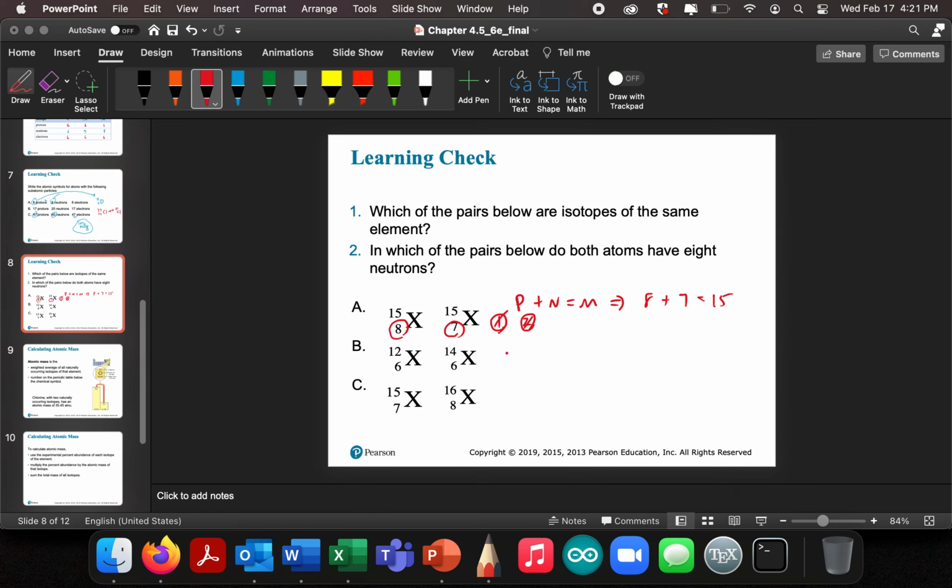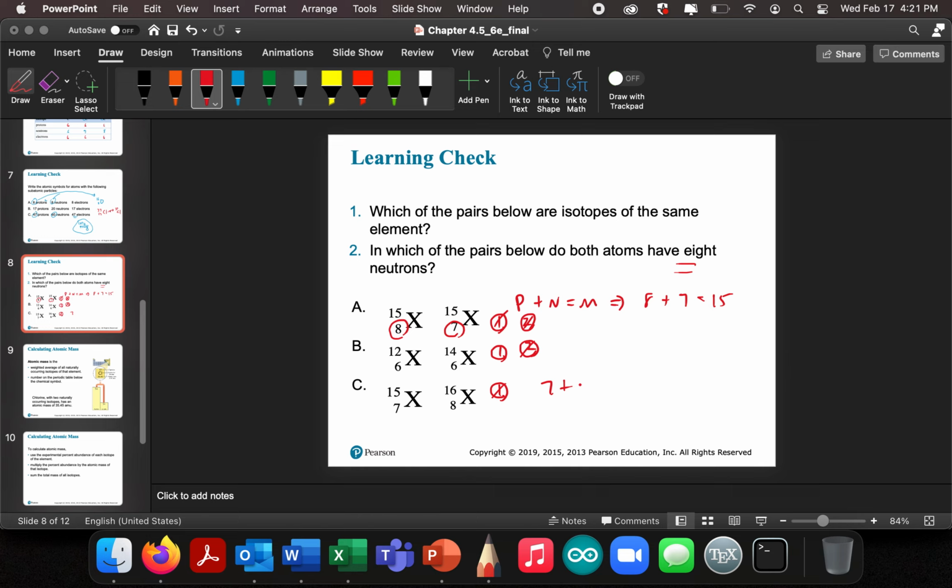These are both the same element, so yes, they're both the same element. But they do not have the same number of neutrons, right? Because this one's going to have 6 plus blank is 12. It must be 6. This must have 8. So this is not 2, right? And these are not the same element, okay? I'm going to guess that they have the same number of, 8. They both atoms have 8 neutrons, okay?